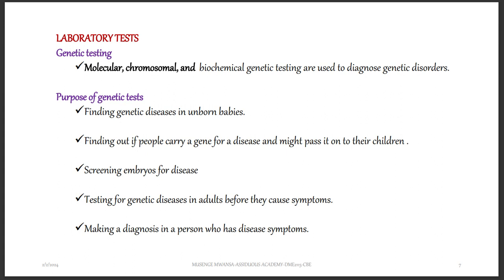Screening embryos for disease is also one of the purposes of genetic testing. If the embryo has a disease and you detect it early, you can do some treatment early to help. Genetic testing is also necessary for testing adults for genetic diseases before they cause symptoms. It is also used for making a diagnosis in a person who has disease symptoms. You have already seen some symptoms, but you want to confirm if it is this kind of disease, so you perform genetic testing. So these are some purposes.